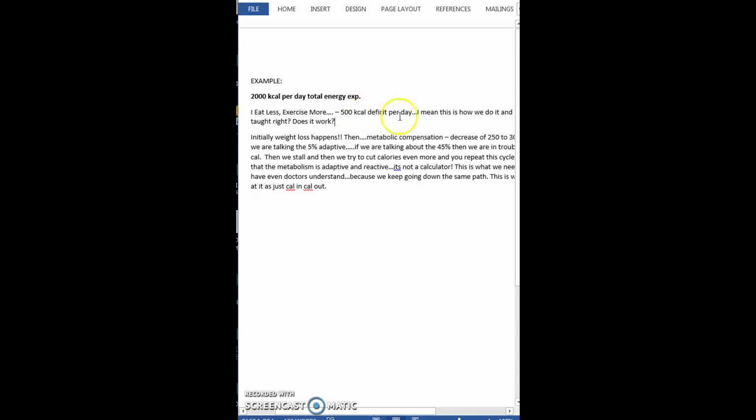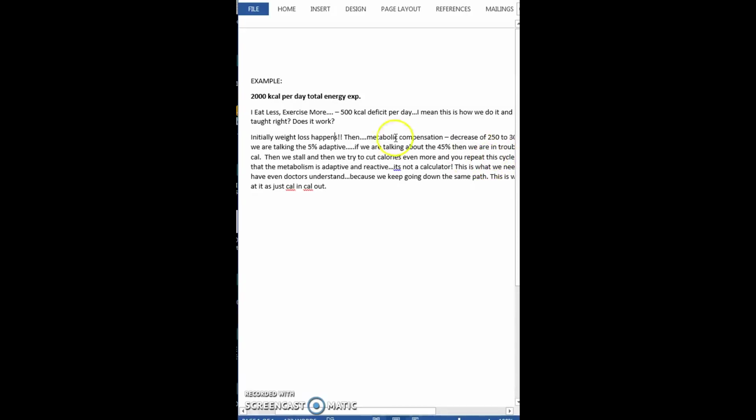This is the standard way that everybody thinks. I mean, this is how we do it, right? This is how it's taught, but the question is, does it really work? Alright, so let's look. Initially, what happens is weight loss, alright? So it's like, bam, the first month or two, maybe we lose weight, right?